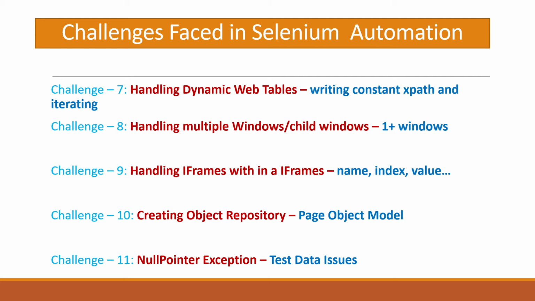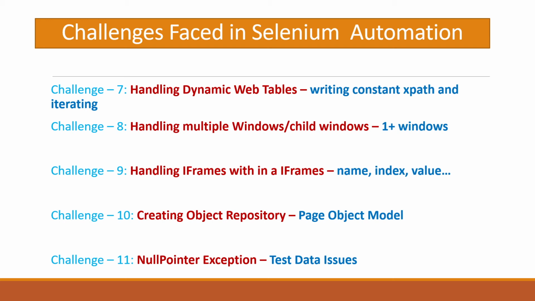That means we have to create our XPaths in such a way that every time it will work for each and every user. Okay, so the next challenge is handling multiple windows or child windows. Multiple windows means more than one window, which means there is a parent window and a child window. So how can we handle these multiple windows and child windows? This is also one main challenge.